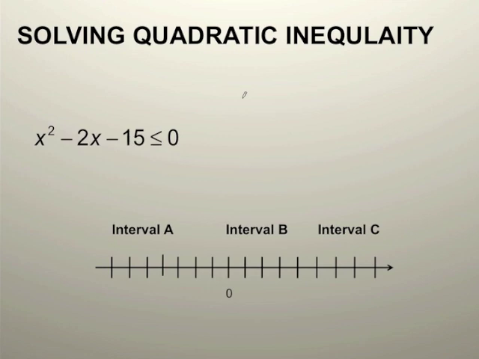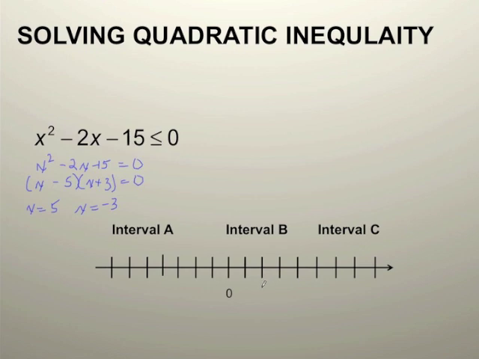So here's one to try. We have this inequality with one side equal to 0. So the first thing we're going to do is put that 0 in as an equation, and this is a factorable equation: x minus 5 and x plus 3 equals 0. So x equals 5 and x equals negative 3. These become my points to divide the number line.